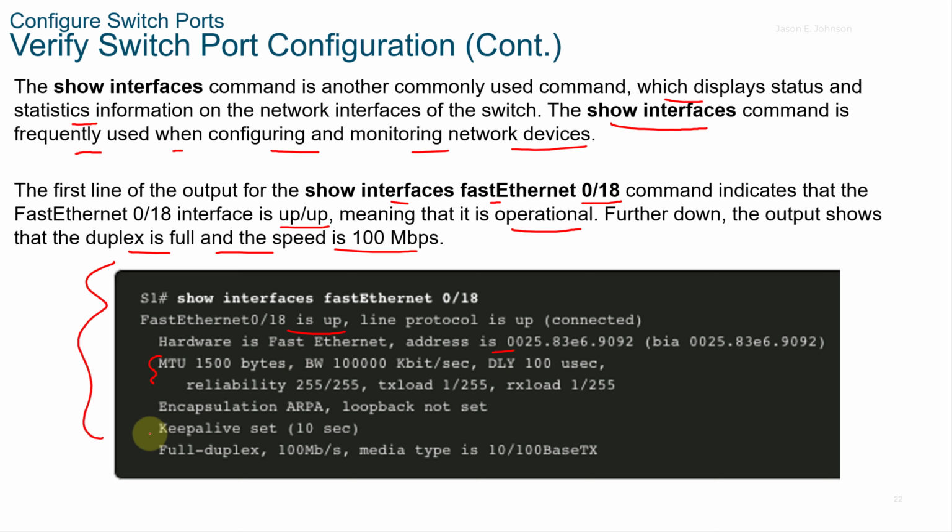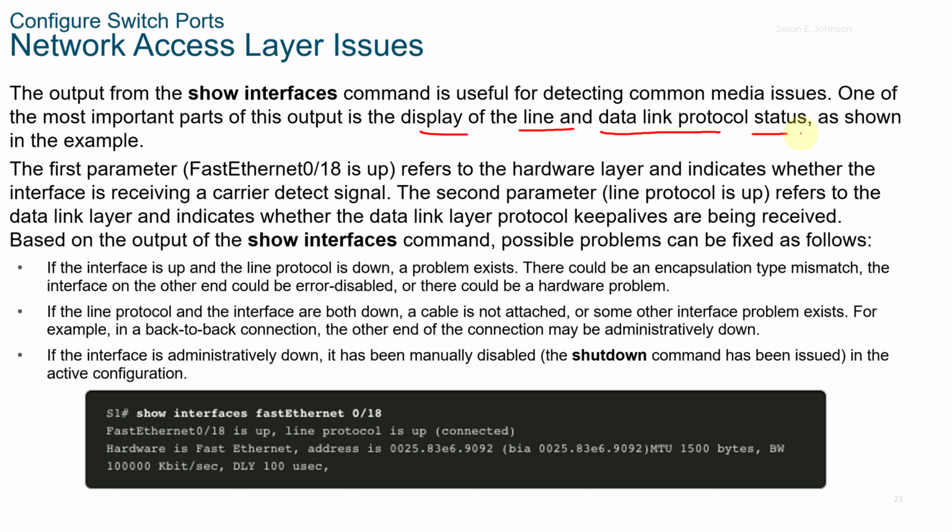The output from the show interfaces command is also useful for detecting common media issues. One of the most important parts of the output is the display of the line and the data link protocol status, as shown in the example below. The first parameter refers to the hardware layer, and it indicates whether the interface is receiving a carrier detect signal.